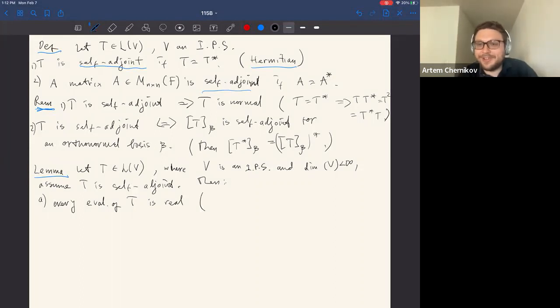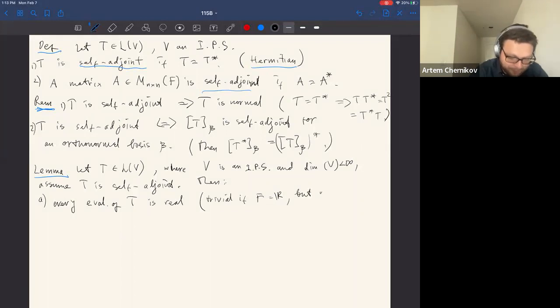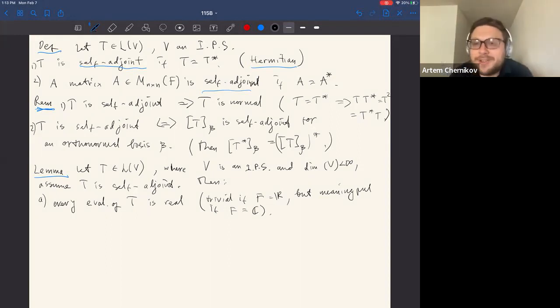Of course, you can tell me if the field is the reals, then it's not saying anything, right? So of course, this is trivial if the field of scalars is already the reals, right? In this case, property A doesn't tell us anything new, but it is meaningful if we have that the field of scalars is the complex numbers. Because a priori, if we have an operator on a complex inner product space, if it has eigenvalues, they might be complex numbers, which are not real, right? They might be imaginary, for example. So what we get here, in addition, is that they're always real. The eigenvalues of T are always real when T is self-adjoint. This is one.